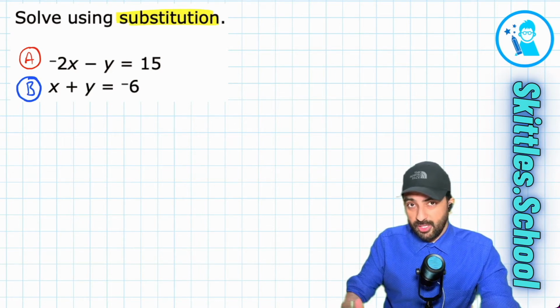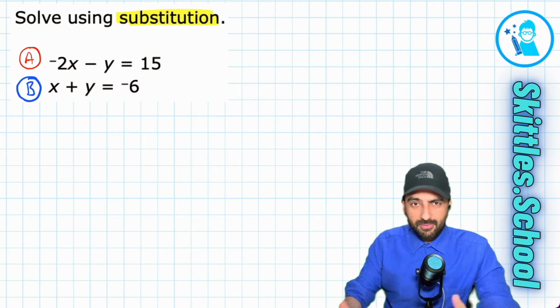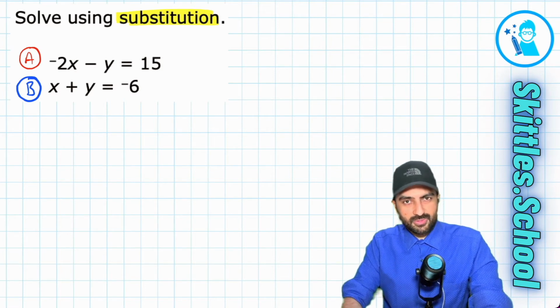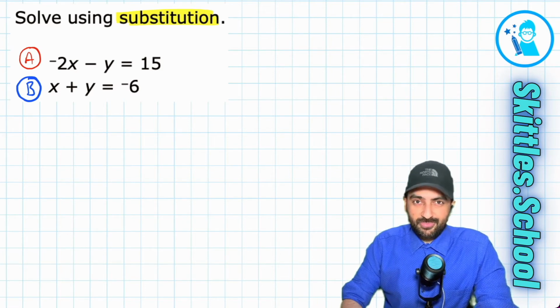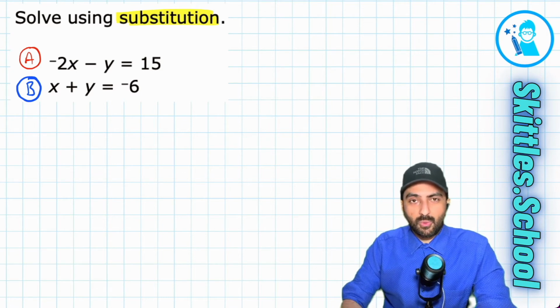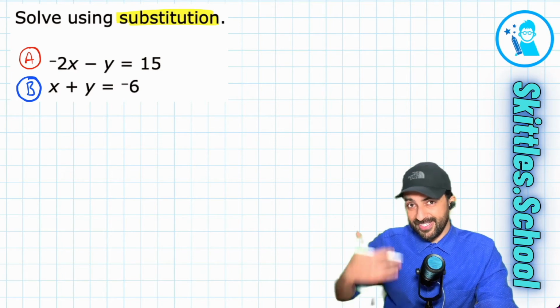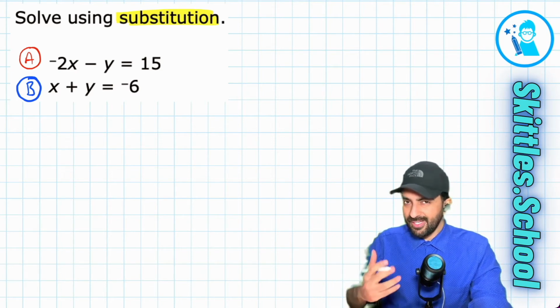And we're going to have a look at the equations, and we're going to see if any of the variables have been isolated for us. They're not. We're going to have to make one of the equations equal to either x or y, so we can substitute that into the other equation. Let's see what I mean.